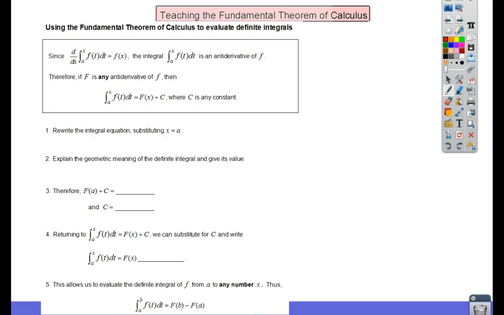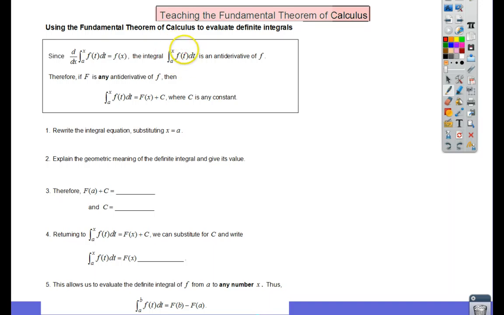And what does it do for us? Well, it gives us this information up here. And it's saying, well, since my first fundamental theorem said if I take the derivative of an integral, I'm going to just get my original function.